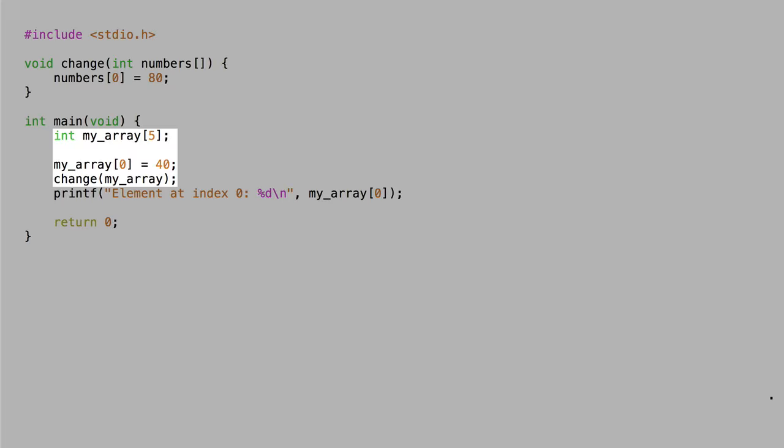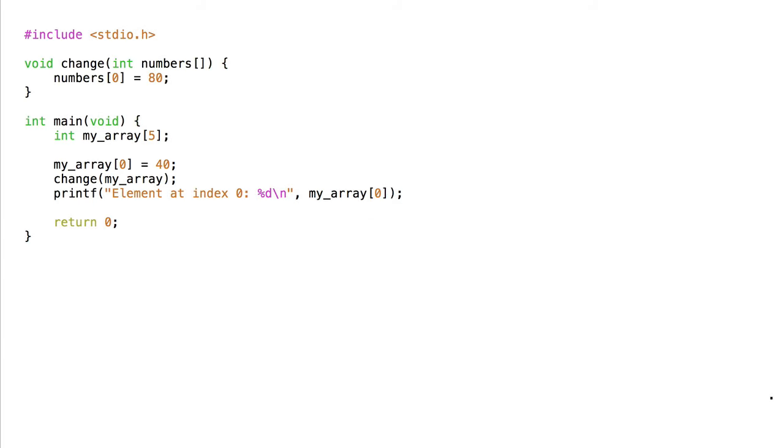In these lines, we declare an array called myArray that holds 5 values, set the value at index 0 to 40, and then call the function that changes the first value to 80. When we run this, what will you see? 40 or 80? We see that the output is 80.